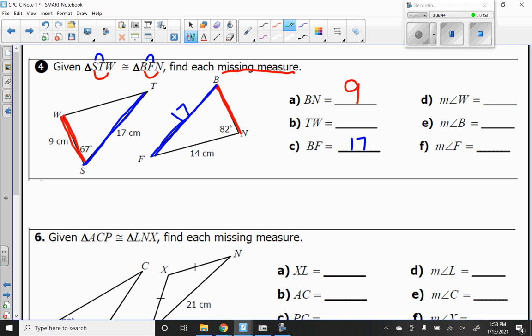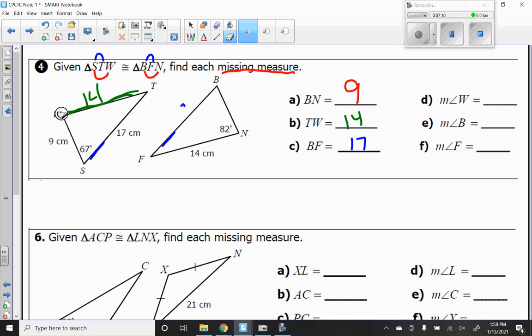And therefore, I only have one side left. And these 2 sides must be congruent. So TW is also 14. So there's my sides. And I color-coded it. I hope it was kind of easy to follow. So let me erase this to show you the angles.